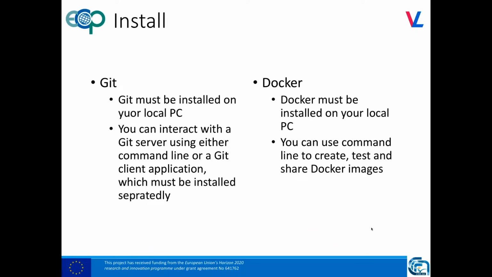So in terms of install requirements, Git must be installed on your local PC, and in order to interact with it, you can either use the command line or a Git client application, which must be installed separately from the Git software itself. So you have to install first Git and then a client application, or use the command line if you are familiar with it.